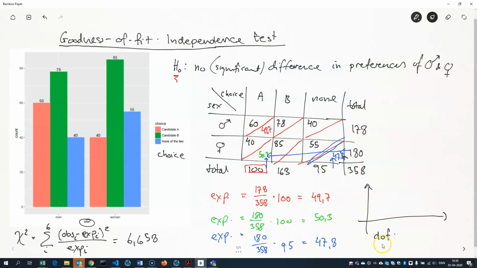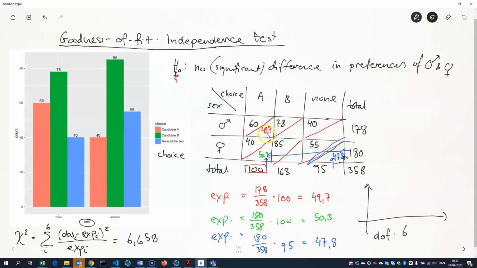To begin with, we say that there are as many degrees of freedom as there are observations. In our case, we have 1, 2, 3, 4, 5, 6 observations. You can see it over here on the graph. 6 observations. However, we did use those observations to compute the expected numbers of the hypothesized distribution here.